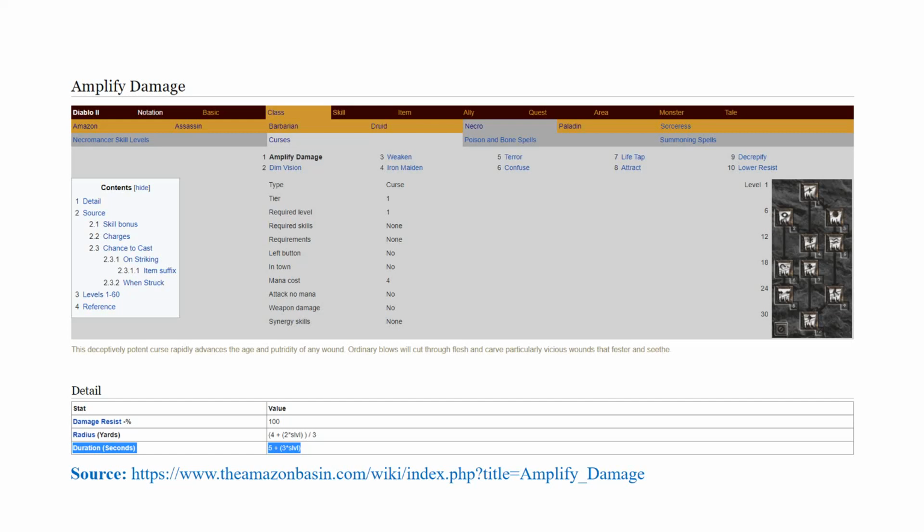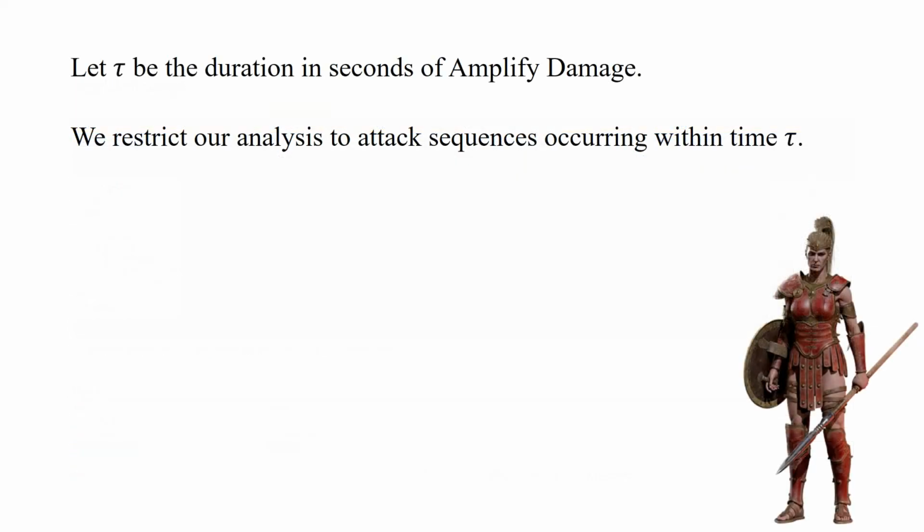So we're going to use these two pieces of information, and from these we're going to be able to paint a picture that's going to help us make a calculation of the analogous mean damage per hit conferred from Amplify Damage. So we're going to let tau be the duration in seconds of Amplify Damage. It's worth noting that tau can vary with respect to the level of Amplify Damage, the lowest value of tau being 8 seconds, which is still a long time in game during combat. Because of that, we're going to hereafter restrict our analysis, in addition to all the aforementioned assumptions, to cases in which we have attack sequences occurring within time tau, where tau is the duration in seconds, or in frames if you prefer, of Amplify Damage.